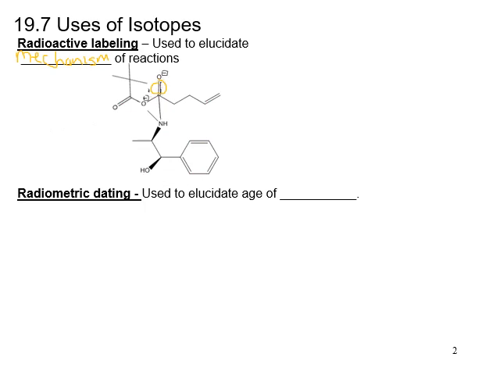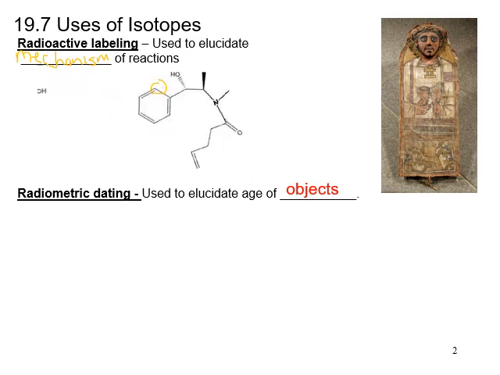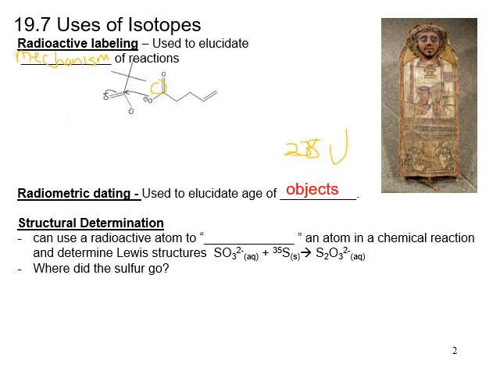Radiometric dating is used to elucidate the age of objects, such as this mask. This is made of linen, or even minerals. Remember, we used uranium-238. We learned about that, it was used to date minerals.